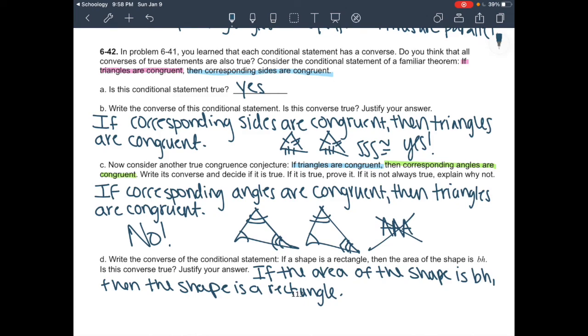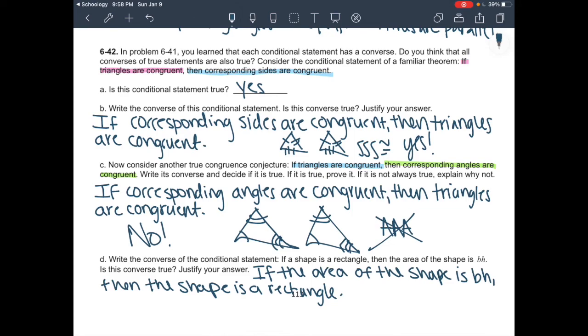So take some time to do that if you need to. I'm going to read my sentence. It says, if the area of the shape is b times h, then the shape is a rectangle. I changed this sentence a little bit just to make more sense with this situation. I'm not going to write, if the area of a shape is b times h, then a shape is a rectangle.